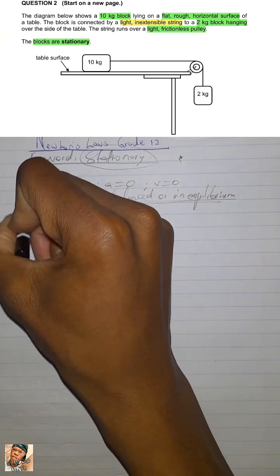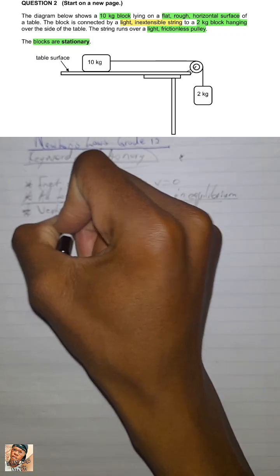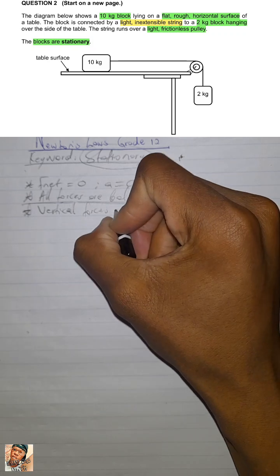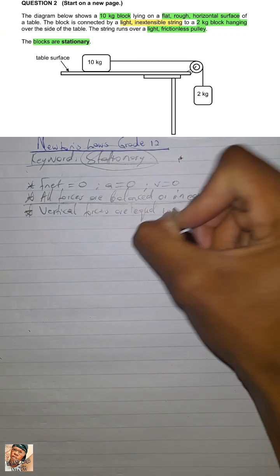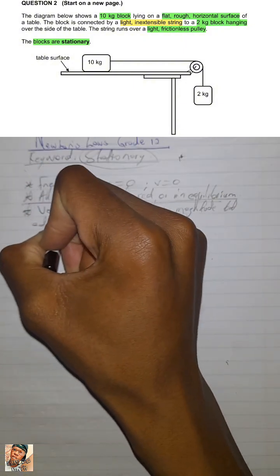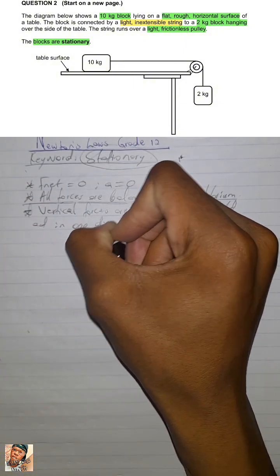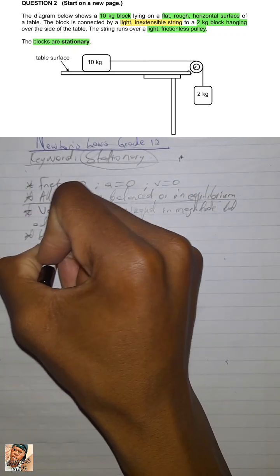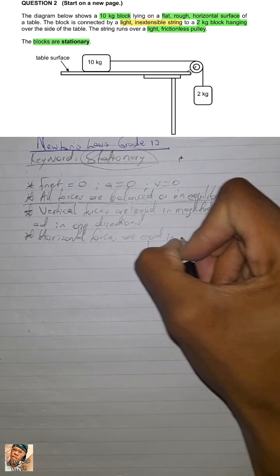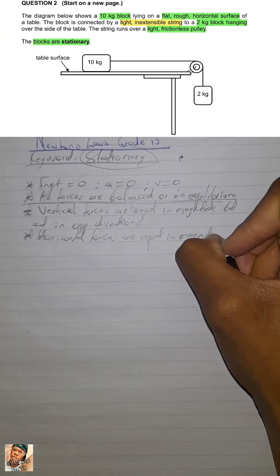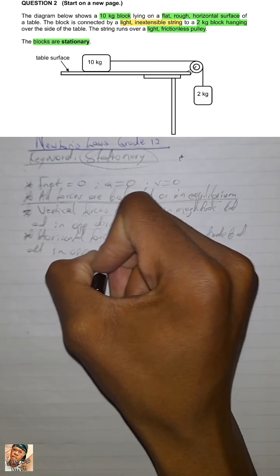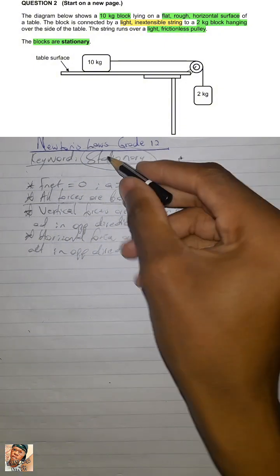So we also know that vertical forces are equal in magnitude but act in opposite directions. That applies as well to the horizontal forces. So the horizontal forces are equal in magnitude but act in opposite directions. Right, so this is what the keyword stationary means.